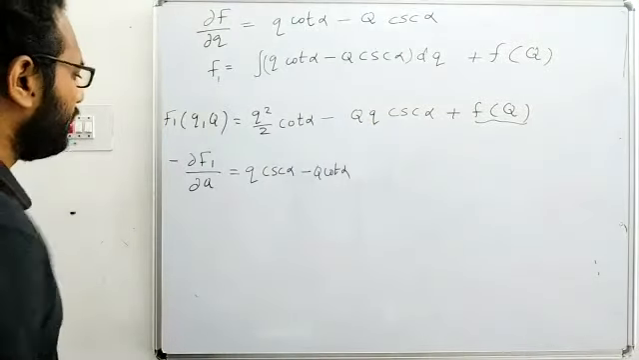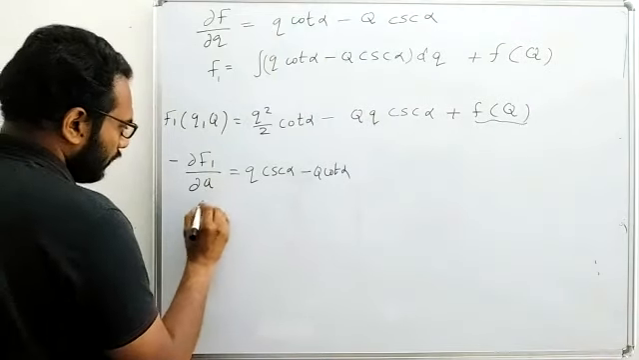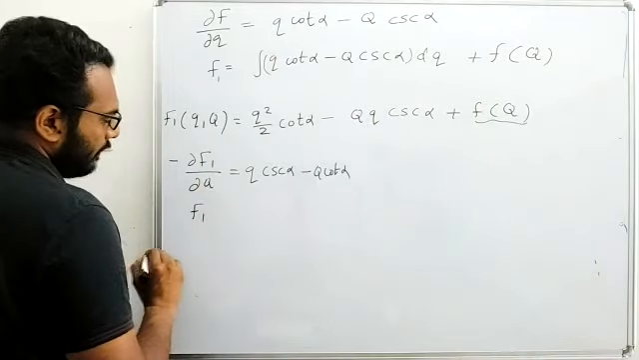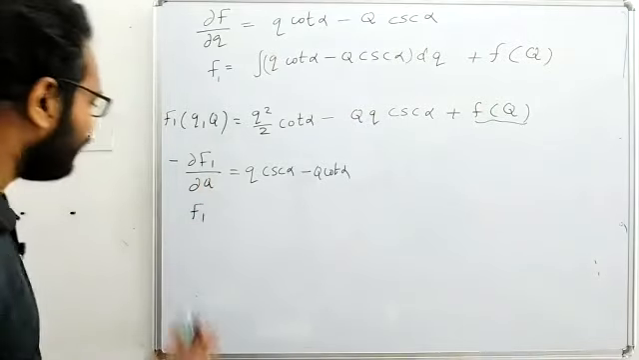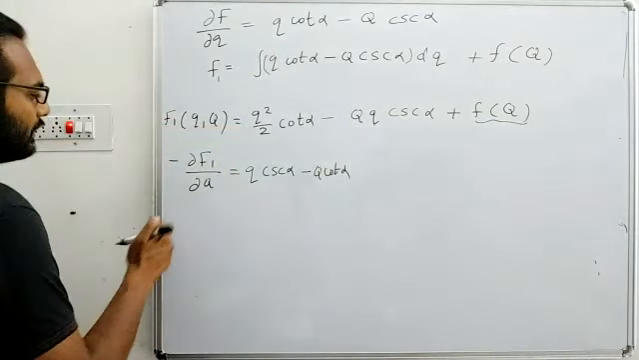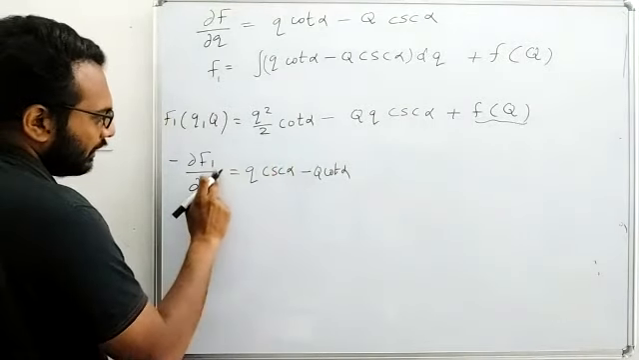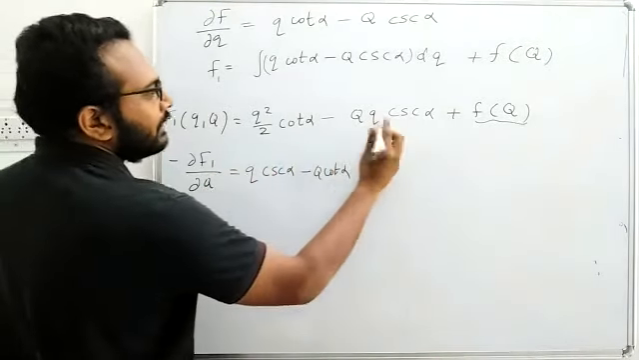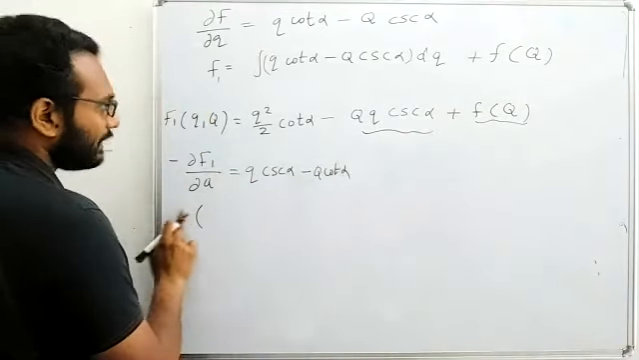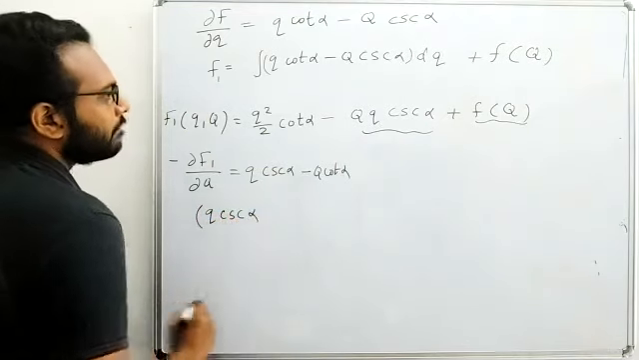All right, so we have to be a bit more careful here. We already have found this F1 here. So let's just do this, right? So minus dou F by dou capital Q, right? Here there's this thing. Okay, that thing is there. So there's already a minus here that will become plus, right? So this becomes Q cosecant alpha, okay?